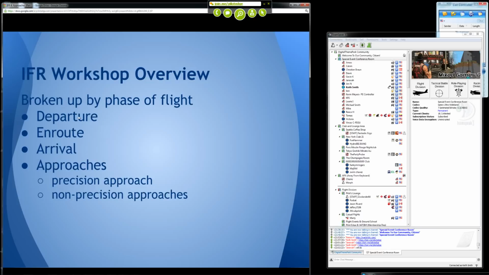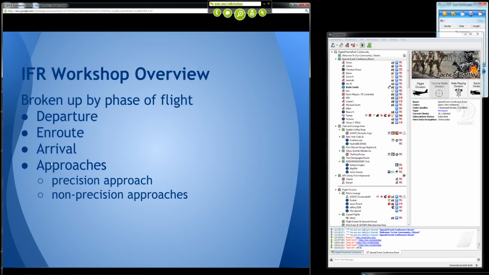So we started with the departure phase of flight, talking about obstacle departure procedures, standard instrument departures, all that good stuff. Then we moved to en route procedures. That was part 2, talking about airways and the en route structure, how to navigate. Then we moved into the arrival phase of flight, talking about STARs, and then we moved into approaches.